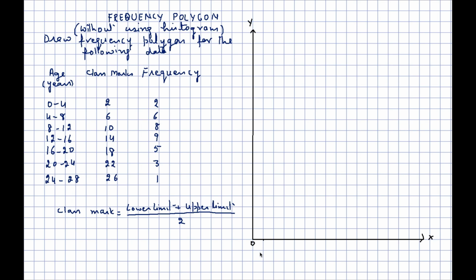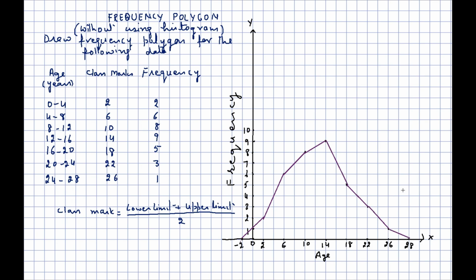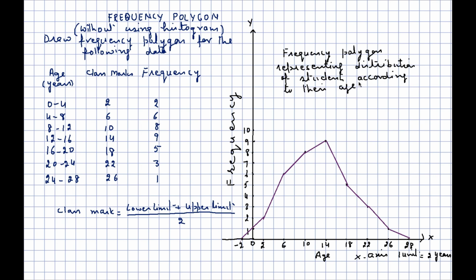Drawing the graph using midpoints and frequencies. Here also we will consider midpoints of fictitious classes, one on the left hand side and one on the right hand side. Finally, this is our frequency polygon. Write down the scale and give the title to the graph.